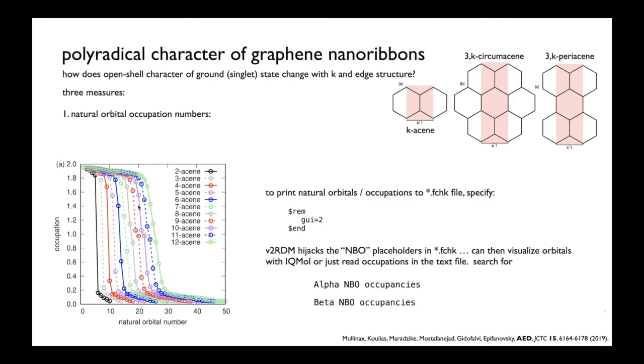If you want to do a natural orbital analysis using Q-Chem, you can print the natural orbitals and occupations to a checkpoint file using this GUI = 2 command. And then it turns out the way we've done this is V2RDM will hijack all the NBO placeholders in FCheck. So you can use IQmol to visualize the orbitals or just read the occupations in the text file. So if you do that, then you just look for alpha NBO occupancies and beta NBO occupancies. But if these come from a V2RDM calculation, they correspond to the natural orbital occupations and the natural orbitals.